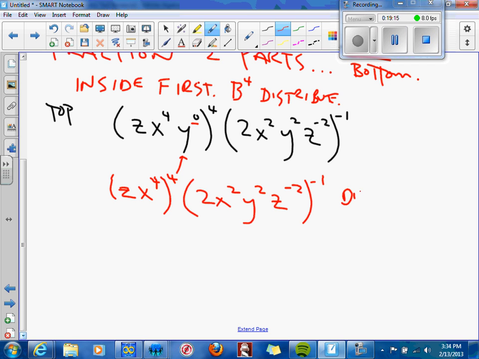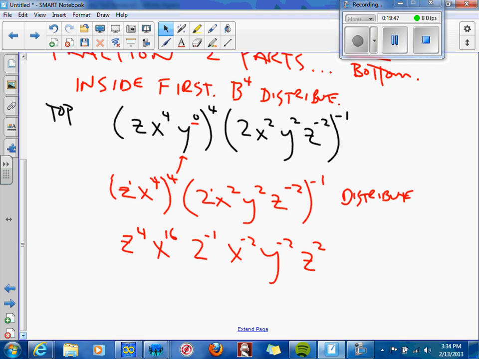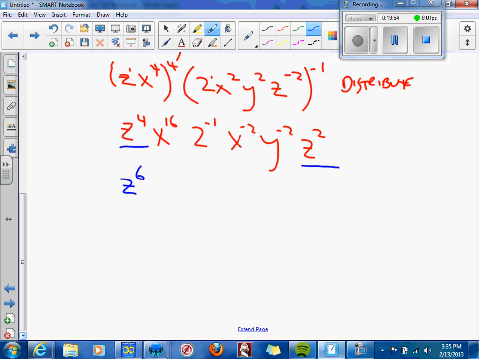Next, I'm going to distribute. So 4, that's a 1 there, there's a 1 there. This would be z to the fourth, and this would be x to the 16th. Over here, this is 2 to the negative 1. This is x to 2. y to the negative 2 z squared. Right? Multiplication. I have the same base. That makes z to the 6th. x, I have the same base, so I add their exponents, and it's x to the 14th. There is no y, and there is no y to the negative 2 here.